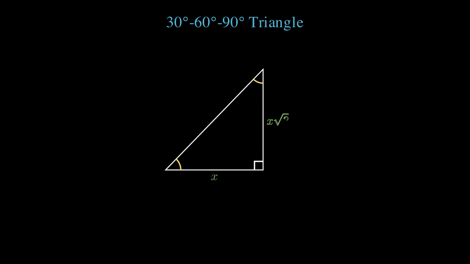Why does that pattern exist? The smallest angle is 30, so the shortest side sits opposite it. Double the short leg and you get the hypotenuse. The other leg is root 3 times the short leg. If you scale x, every side scales with it. Keep the ratio, change the size.